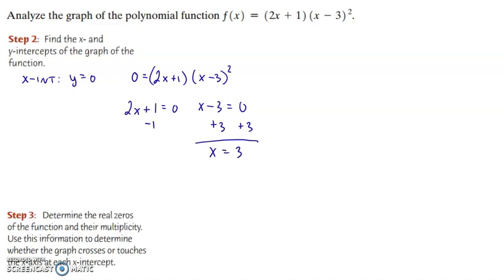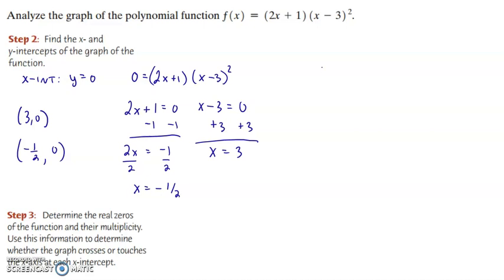And we're going to end up with two values here. We'll get an x value of 3, and we'll have an x value of negative 1/2. So two different intercepts here. The y value is 0 for each of those. So we have the point (3, 0), and the point (negative 1/2, 0). So let's go ahead and find our y-intercept next.